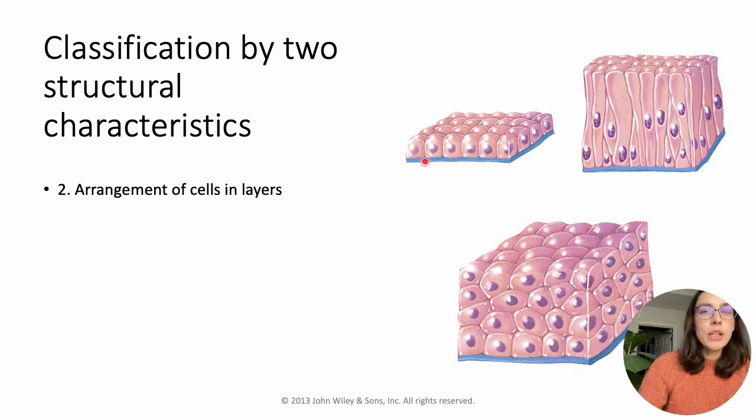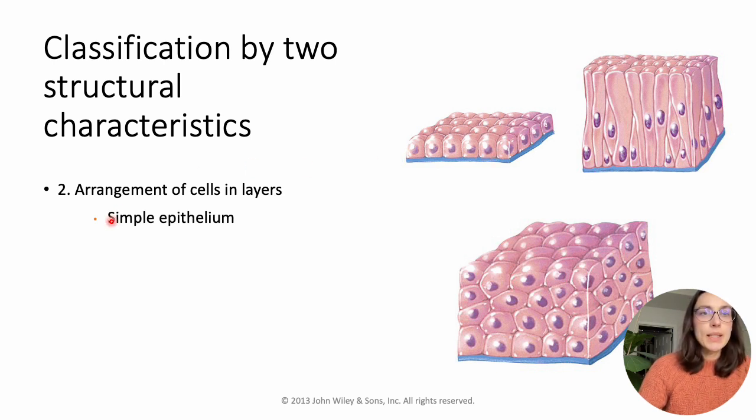If there is only one layer of tightly packed cells, which is the example you saw two slides ago when I was showing you the apical membrane, or the apical side, which would be up here, and the basal side that's connected to the basement membrane in blue here. This is just one layer of tightly packed cells, and so we say it's simple epithelium.